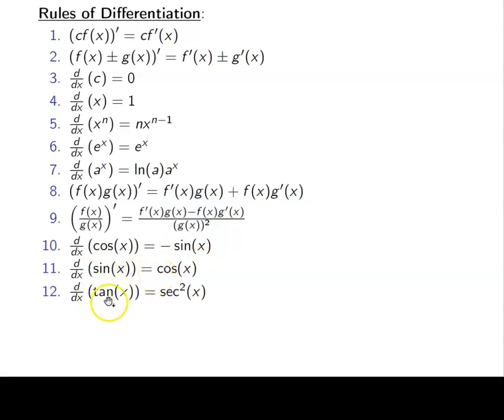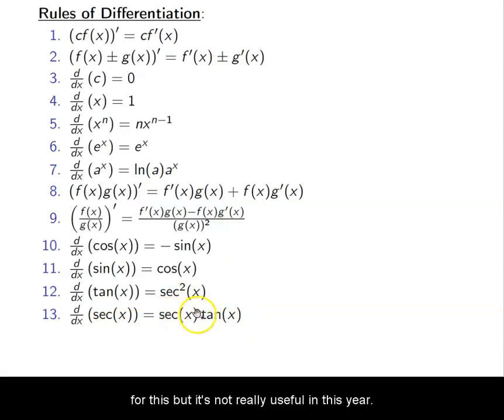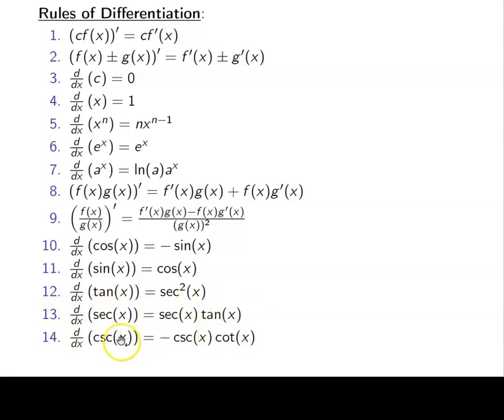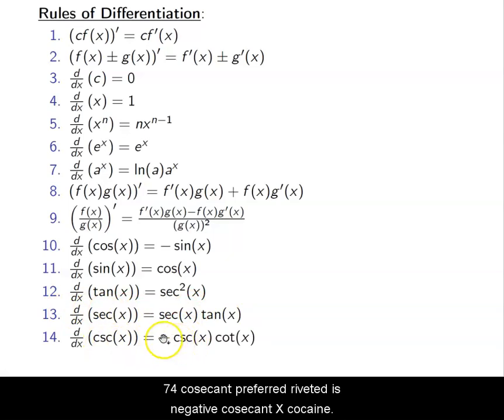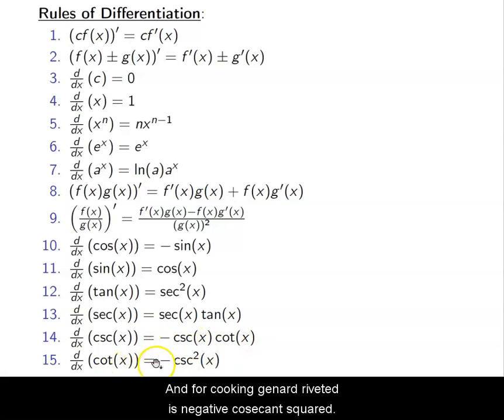Derivative of tangent was secant squared. The derivative of secant was secant times tangent of x. Remember, there's a secondary form you can have for this, but it's not really useful unless you're trying to be super crafty for some reason, at some point maybe later on when you get into a higher level course. But for right now, secant and tangent is the preferred derivative of secant. Same thing for cosecant. The preferred derivative is negative cosecant times cotangent. And for cotangent, our derivative is negative cosecant squared.